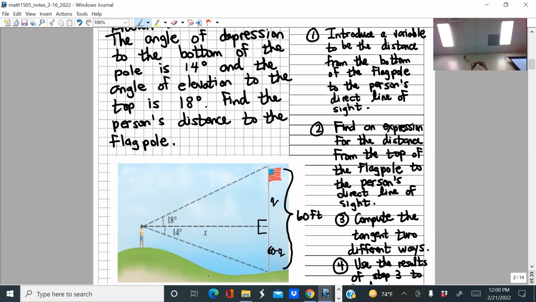Because now I'm going to write down the same equations involving trig that I did for that first problem, except now I'll have two of them because I've got two different triangles here. So that's what I want you to do now. Write down for me an equation from the top triangle that you could use to find x, and then write down an equation that you could use to find x from the bottom triangle. All right, okay.